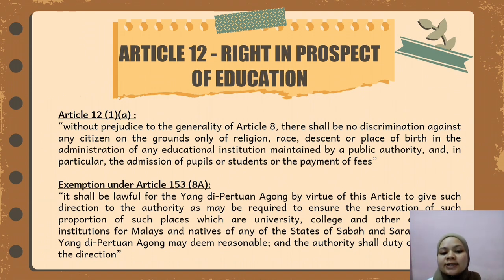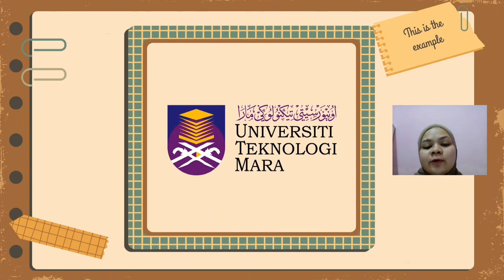However, there is an exemption in Article 153, Clause 8A, whereby the YDPA has the right to ensure the reservation of colleges, universities, or any other education institutions for the Bumiputras. For example, UiTM. UiTM is one of the universities that has a majority of Malay and Bumiputra, because their early objective is to help Malay and Bumiputra out of poverty. However, from now on, we can also see other races as well, which are Chinese and Indian.